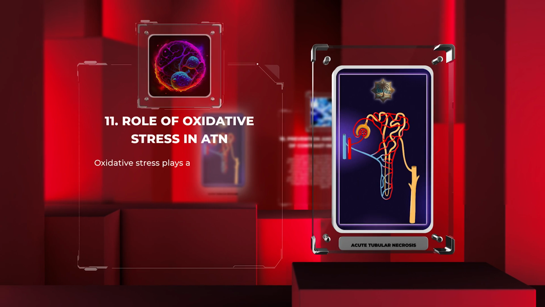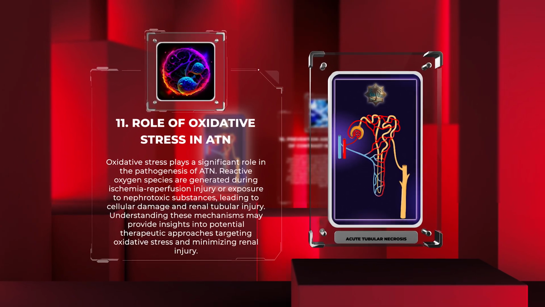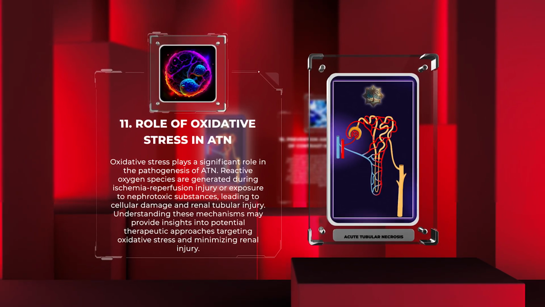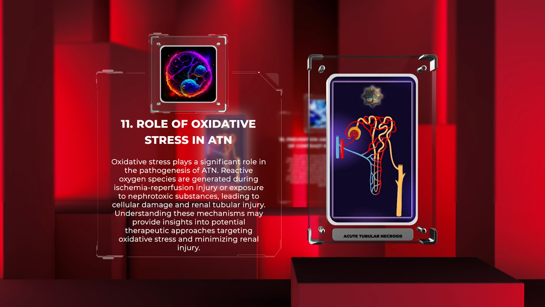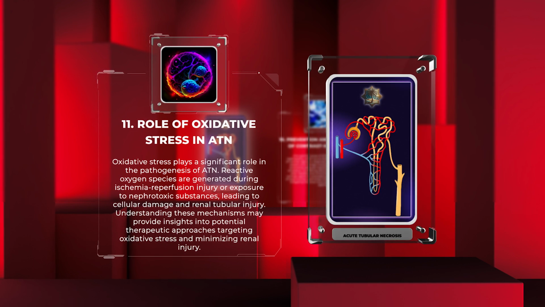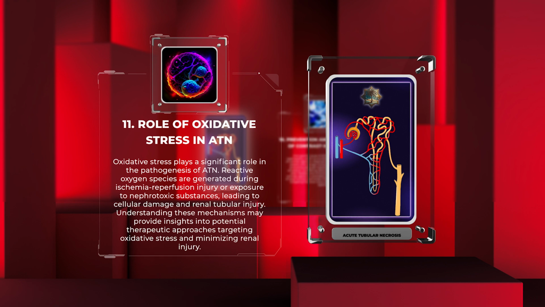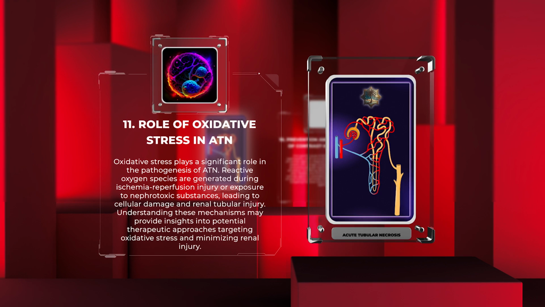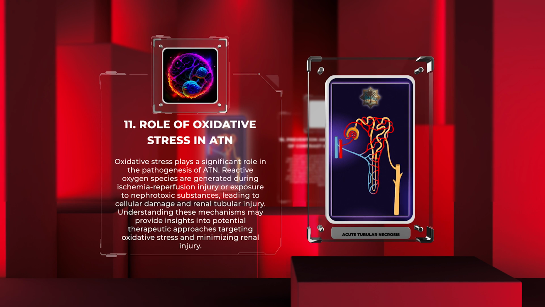Oxidative stress plays a significant role in the pathogenesis of ATN. Reactive oxygen species are generated during ischemia-reperfusion injury or exposure to nephrotoxic substances, leading to cellular damage and renal tubular injury. Understanding these mechanisms may provide insights into potential therapeutic approaches targeting oxidative stress and minimizing renal injury.